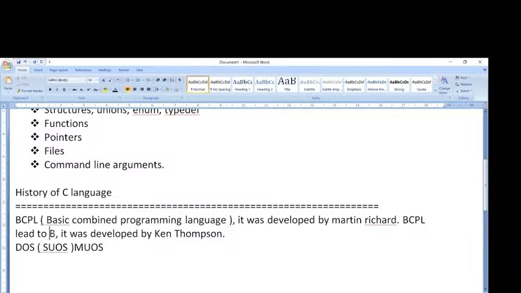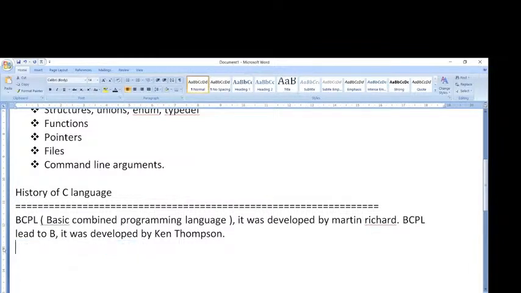Their aim was to build a multi-user operating system. By using B, they developed one multi-user operating system called Multics. Now you are using Unix operating system, Linux operating system. They successfully developed BCPL, and after that, they developed B also.